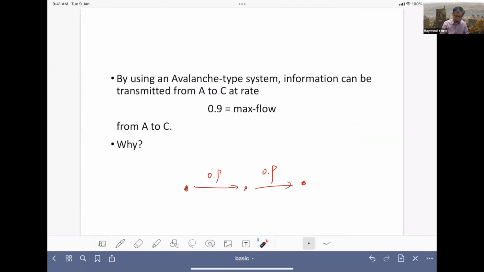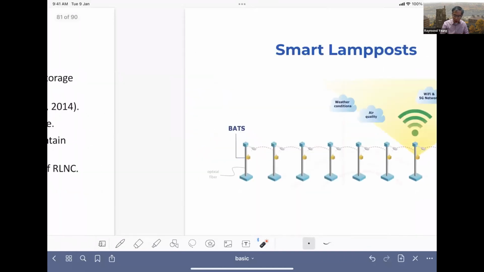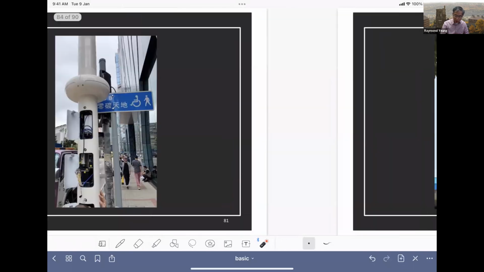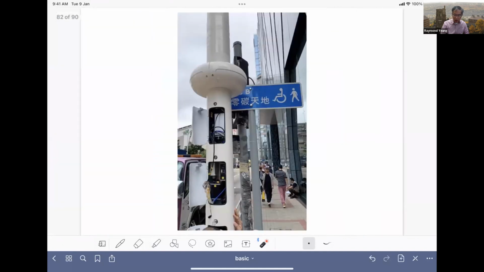So I think I'm running out of time. Maybe I'll just skip to the... I just want to show you something. This is something that I've been focusing on for the past 10 years.